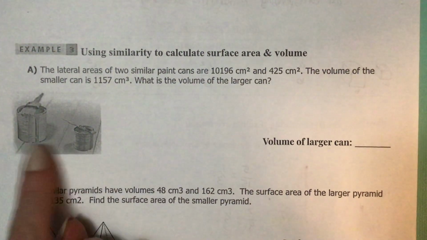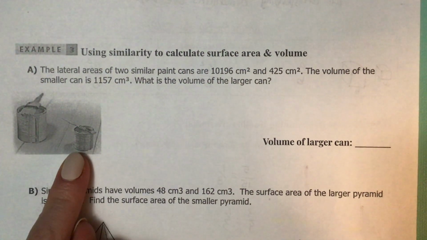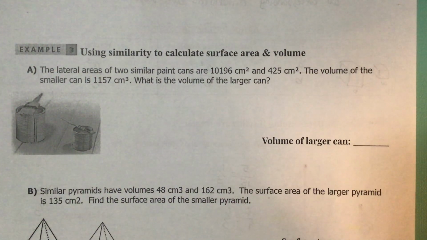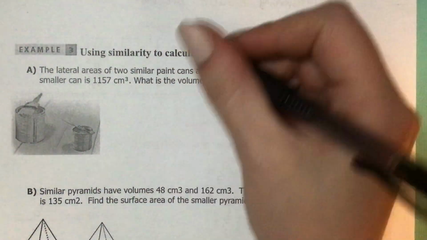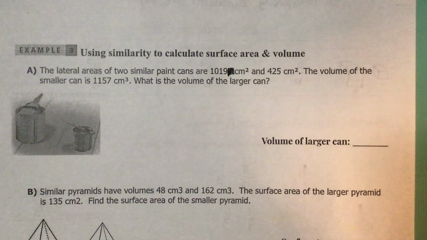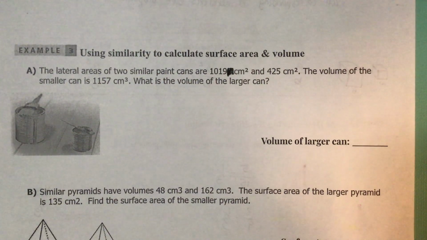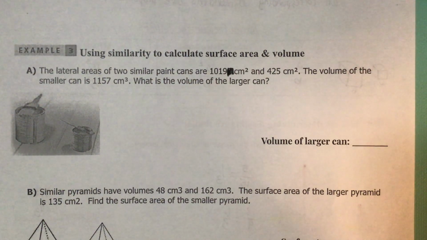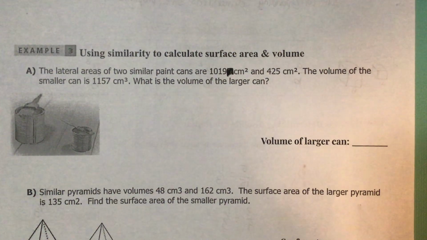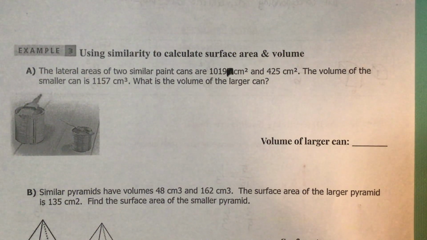So in this first example, we've got 2 similar paint cans, and it says the lateral areas of 2 similar paint cans are, oh, there is a typo here. This 6 should not be there. They are 1,019 square centimeters and 425 square centimeters. The volume of the smaller can is 1,157 cubic centimeters. What is the volume of the larger can?